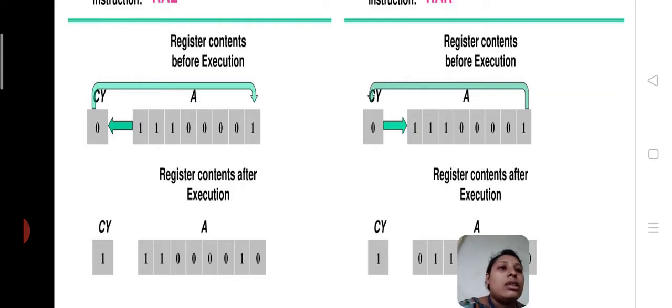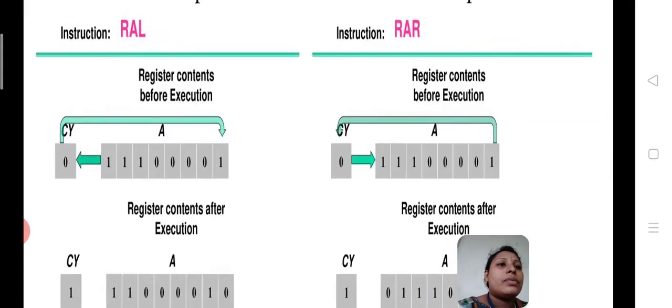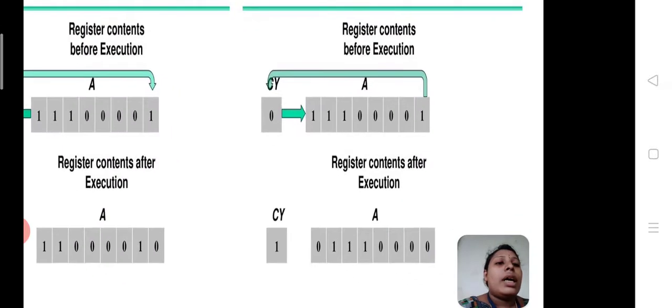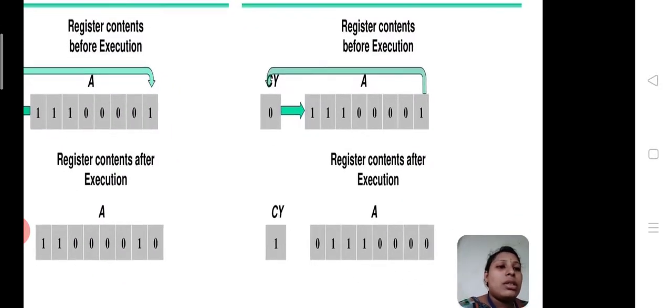Let's see RAR. In RAR, the rotate right instruction is done, rotating right by 1 bit. Here we are giving the same example, 1110 0001. Rotate right means the LSB is moved to the carry bit and the carry bit is moved to the MSB.